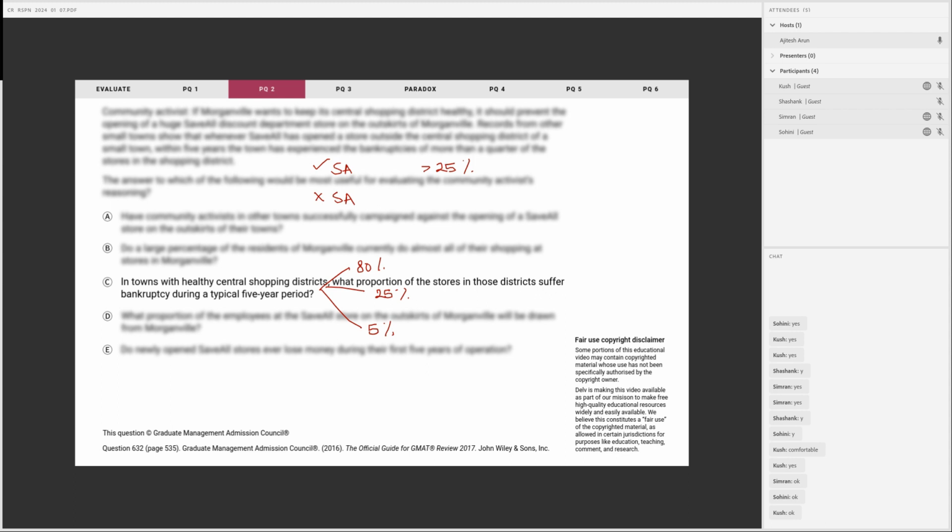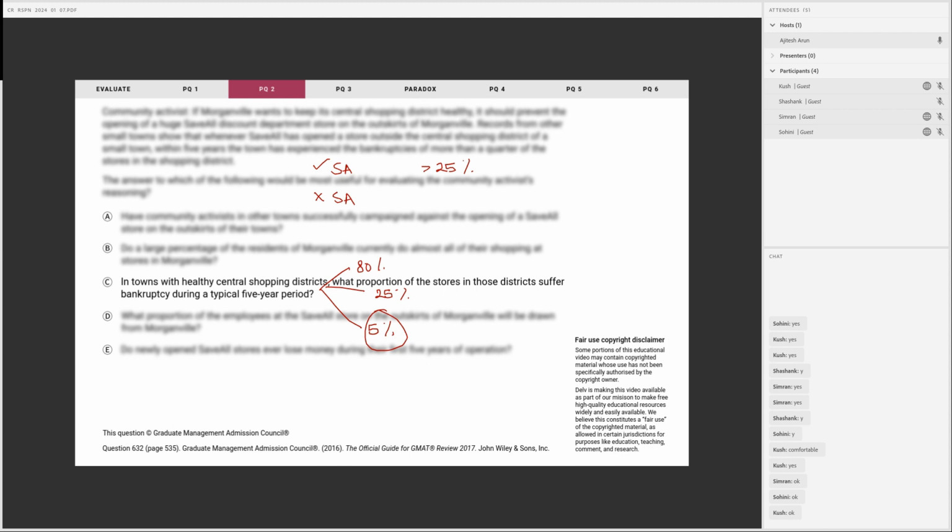So, if without a Save All the bankruptcy rate is, let's say, 5%, so the normal or natural bankruptcy rate, then that tells us that Save All is not good for the central shopping district. So, without a Save All, you get 5% bankruptcy, and with a Save All, you get more than 25% bankruptcy, right? So that would tell us that the Save All is not good.